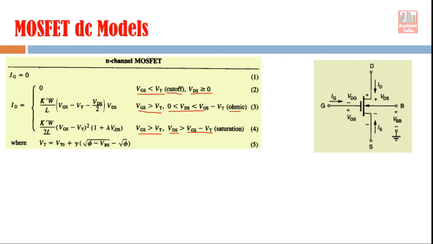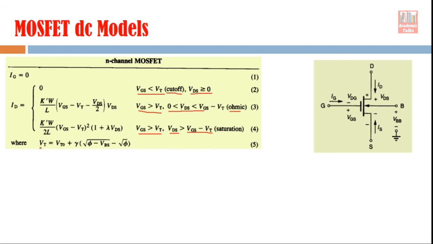This factor is coming from the Shichman-Hodges model, and it takes into account that the curves are not exactly flat. The drain current is weakly dependent on the drain-source voltage, and there is a small increase in the current when you are increasing the drain voltage. And the VT is given by this particular equation, which we discussed in the slide before last.